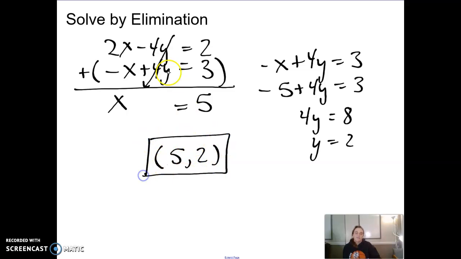So in both those cases, I noticed that I had a common coefficient. By adding the equations, I eliminated that term and was able to solve for the remaining variable.